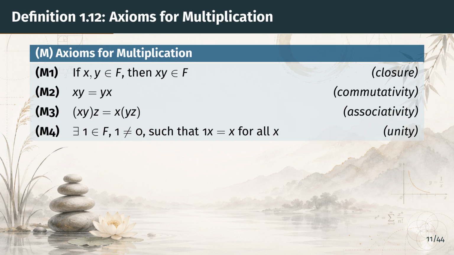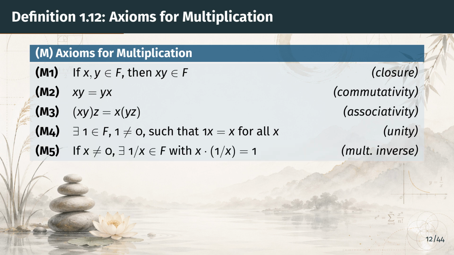M3 gives associativity of multiplication. M4 guarantees a multiplicative identity, the element 1, which must be different from 0. This requirement that 1 is not equal to 0 ensures the field has at least two elements. One more axiom to go. M5 says every non-zero element has a multiplicative inverse. Notice the key difference from the addition axioms. 0 does not have a multiplicative inverse. The non-zero elements of F under multiplication also form an abelian group.